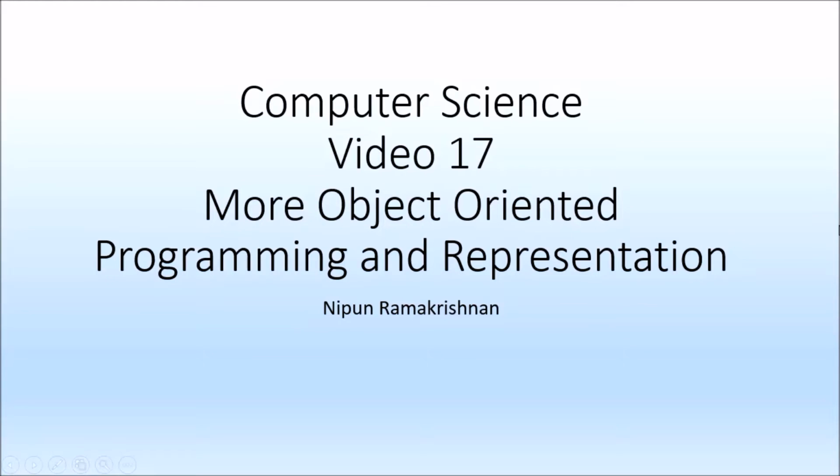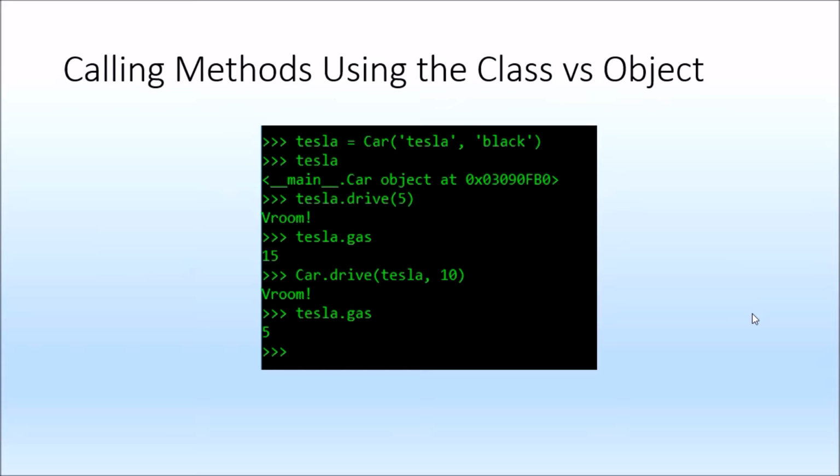Hi everyone, this is video 17, and today we're going to be going over more object-oriented programming, reviewing the stuff we talked about last time, and also introducing some new concepts. We're also going to be talking about this idea called representation. So, very exciting stuff. The first thing I'm going to talk about is calling methods using the class versus the object. We briefly touched on calling methods using the object, but one thing we haven't really talked about is calling methods using the class.